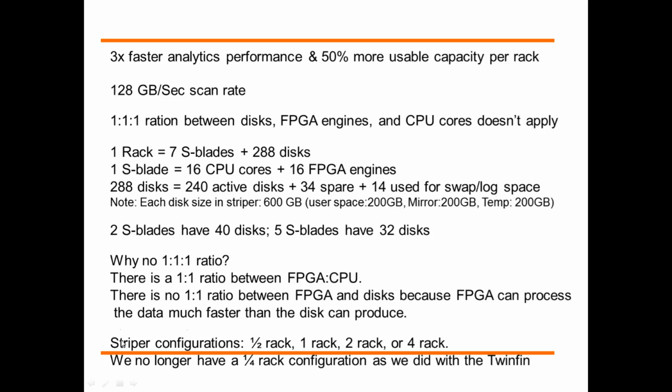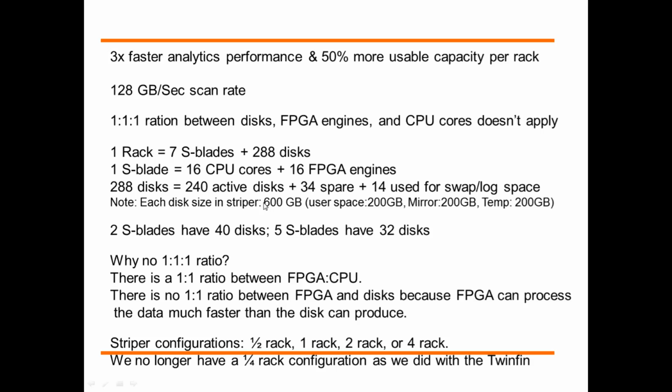One important thing they did was they took out the quarter rack configurations. It's only half rack starting. So TwinFin even had that quarter rack? Yeah, TwinFin had a quarter rack, but Striper starting itself is a half rack. But these configurations are not going to change any of your development stuff at all, even if you upgrade from TwinFin to Striper.